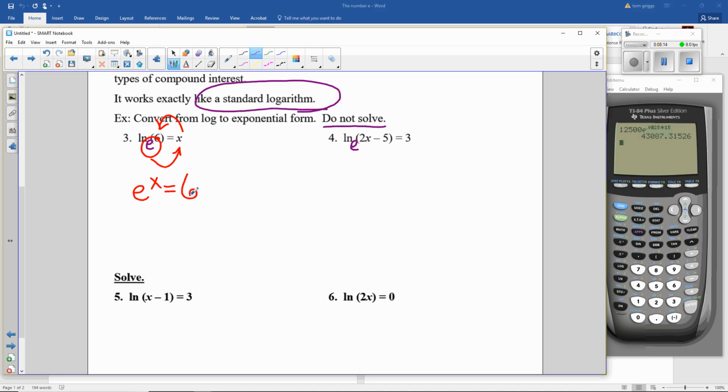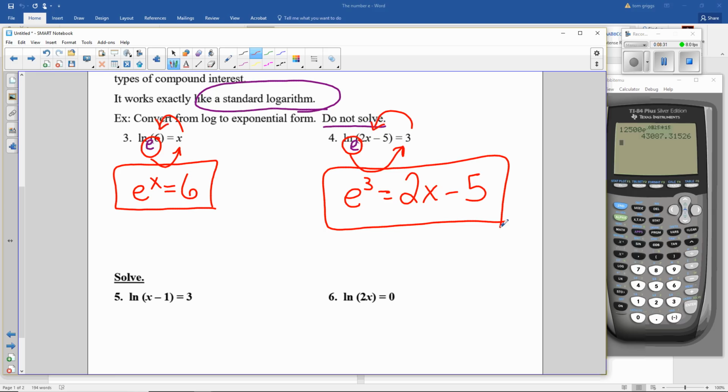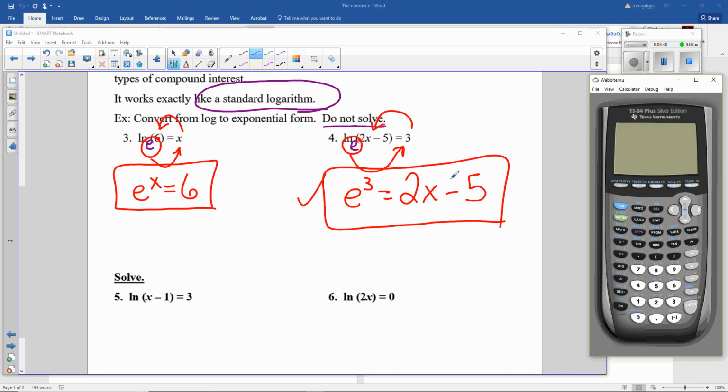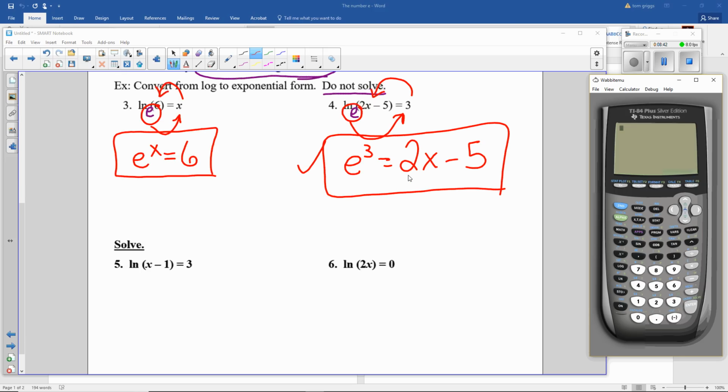So we're just manipulating these equations, writing them in a different form. Same thing on 4. Take the e, swirl it to the 3, that's the exponent, and then set it all equal to 2x minus 5. And again, you could solve this one right here. e to the 3rd, you could type in the calculator, which we're going to do in just a second, but this one does not want us to solve.